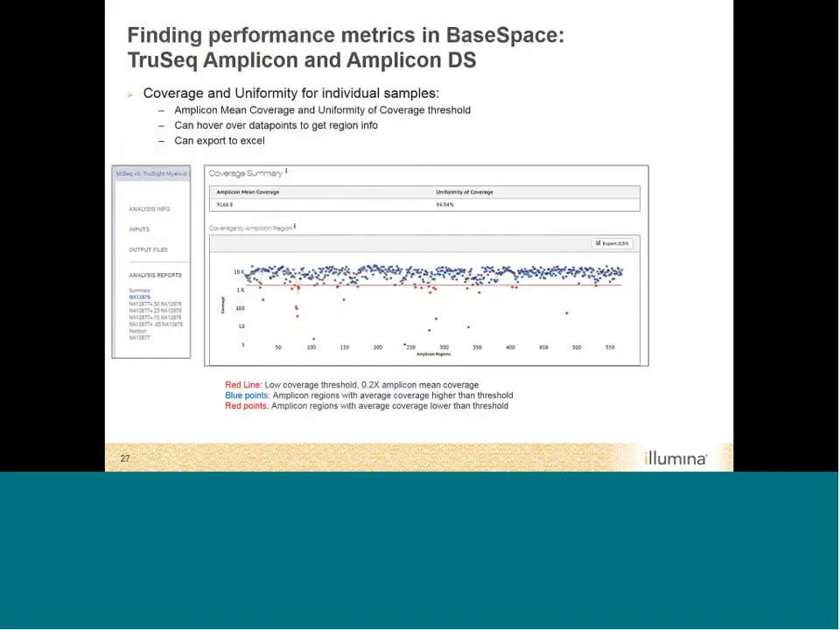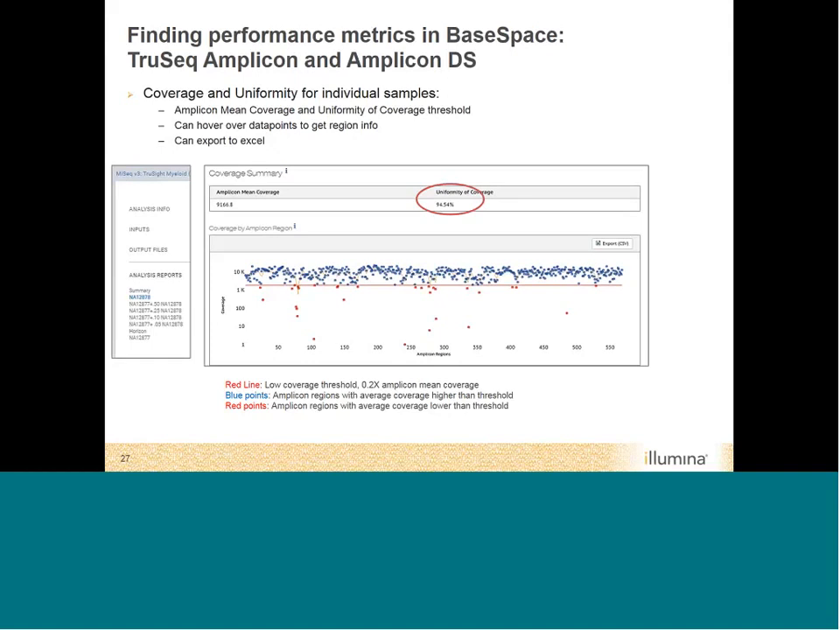For the coverage uniformity, you want to go to your individual samples. So this is what it looks like in BaseSpace here. And here you can see the uniformity of coverage value. It also gives you this nice graph where it shows the Amplicon mean coverage and the uniformity of coverage thresholds. So there's this red line shown, that is the low coverage threshold. So that is at the 0.2 times Amplicon mean coverage value.